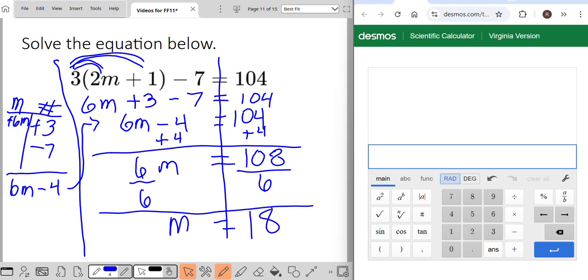But let's make certain this works by typing it into Desmos. We're going to start with 3 parentheses, 2m plus 1, close parentheses, minus 7. Then we're going to put in our answer, m equals 18. And that gives us 104, which is exactly what we needed. Always make sure you're checking your equations in Desmos. That's how you can be positive that you're going to get them right.